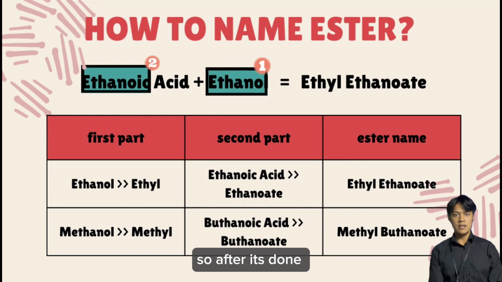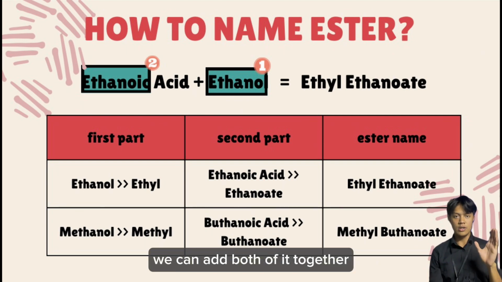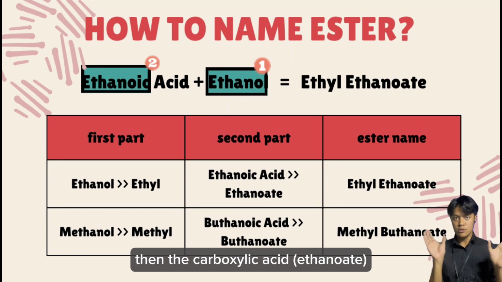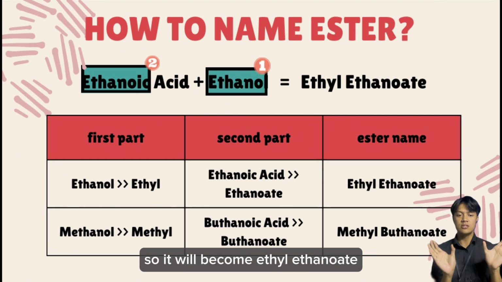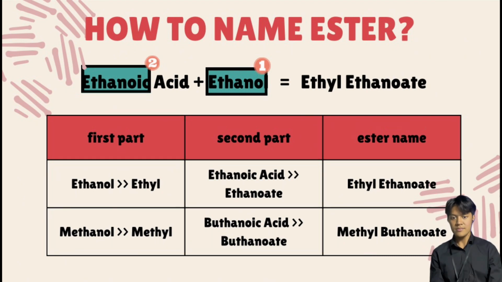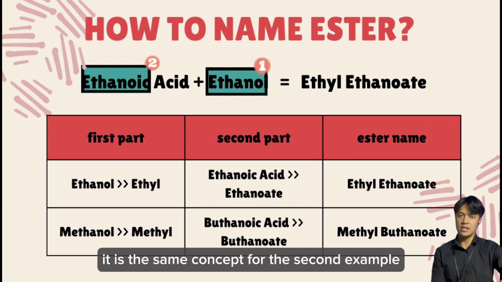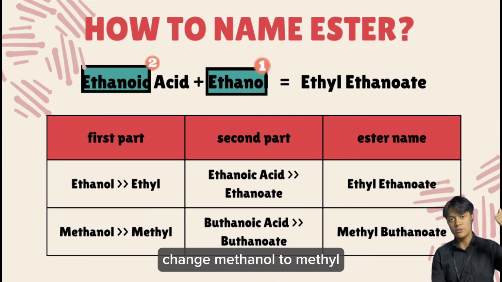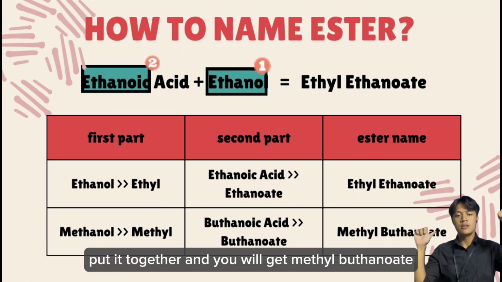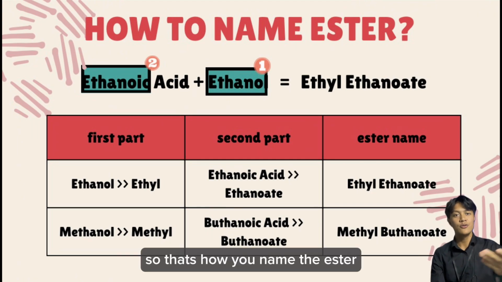So after it's done, we can add both of them together, starting from the alcohol, ethyl, then the carboxylic acid, ethanoate, and that's how you name the ester. So it will become ethyl ethanoate. It is the same concept for the second example. Change methanol to methyl, and butanoic acid to butanoate. Put it together and you will get methyl butanoate. So that is how you name the ester.